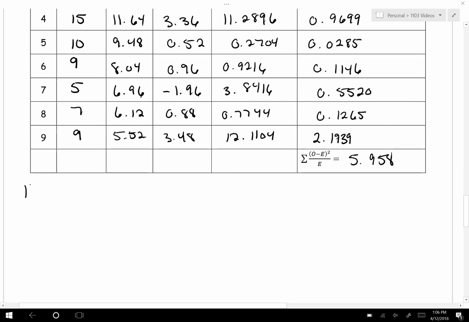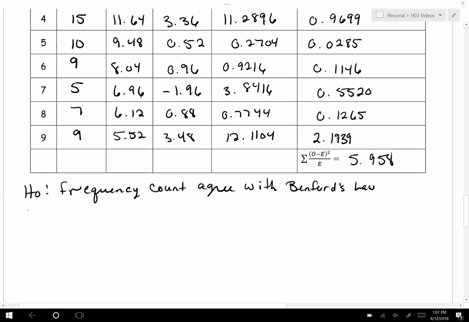And remember, the null hypothesis is always going to be that the frequency counts agree with the claimed distribution, so with Benford's law, and the alternative is that the frequency counts do not agree with Benford's law.